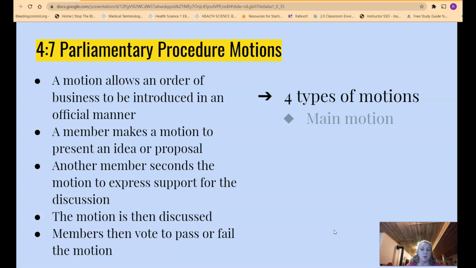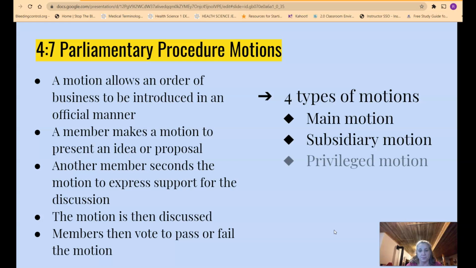So there's four types of motions. There's the main motion, and it introduces the topic to the members for their consideration. It cannot be made when there is another motion on the floor for consideration. A subsidiary motion, the purpose of this is to change or affect how the main motion is handled. It must be seconded, so somebody must say, I second this, and adopted before the voting can occur on the main motion.